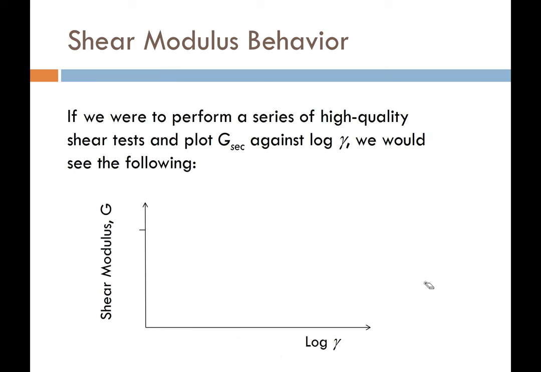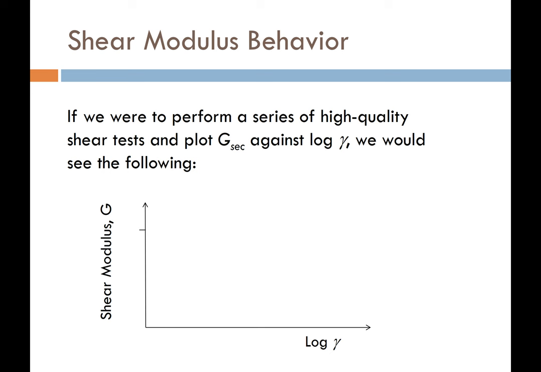Okay, now if we were to perform a series of high quality shear tests, so let's say this would be like resonant column testing. Say we have a high quality sample, it's as undisturbed as possible. We bring it into the lab, we're going to perform a series of strains on the soil, and we're going to measure its corresponding stiffness, our shear modulus G, okay?